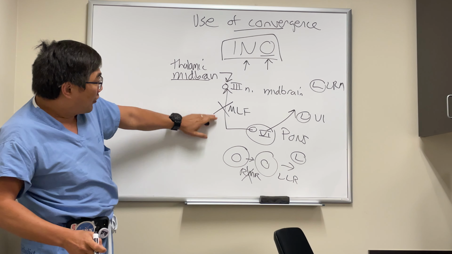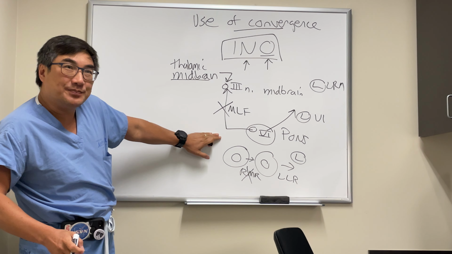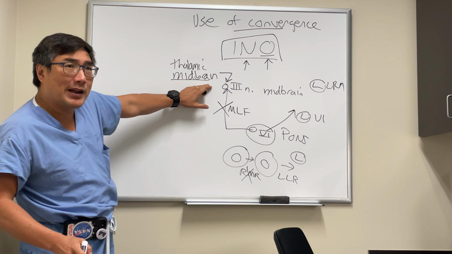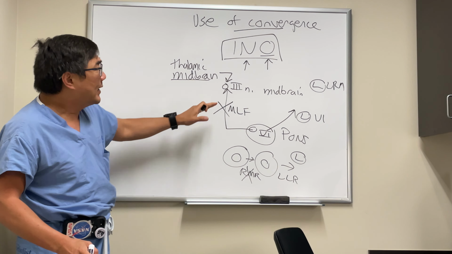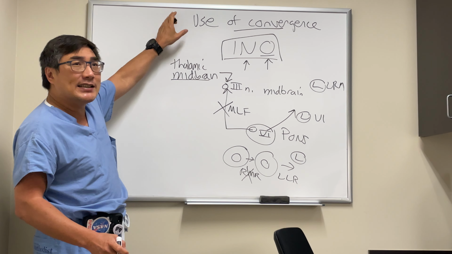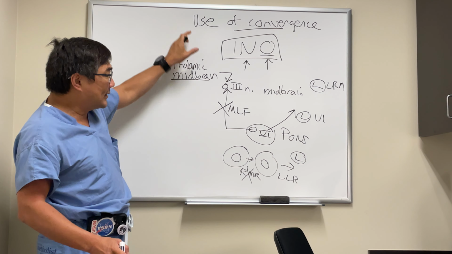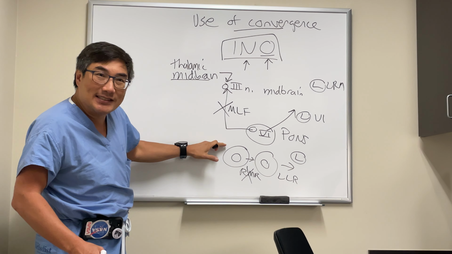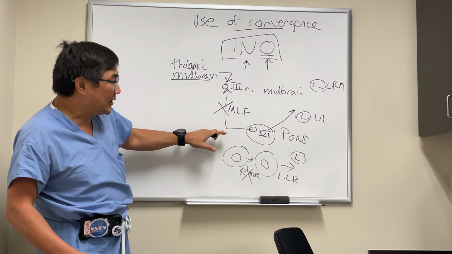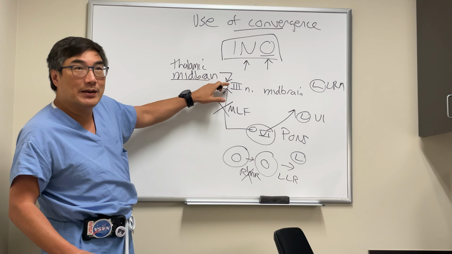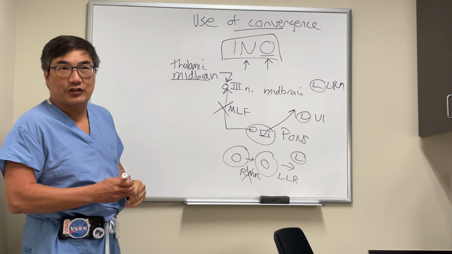But that'll only work if the lesion is in the pons. Because if the lesion is in the midbrain, it'll disrupt the near signal to the subnucleus of 3. And so if the convergence is intact, that tells us that the medial longitudinal fasciculus lesion, the MLF lesion, is in the pons and not in the midbrain, and that's how you use the convergence to prove that.